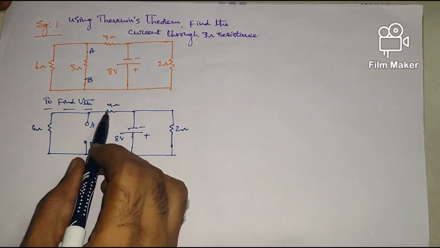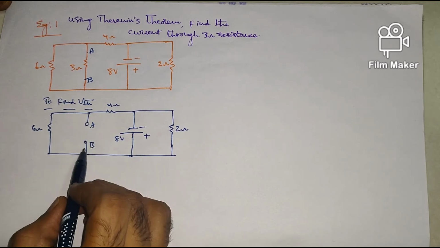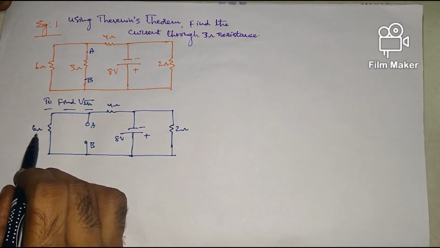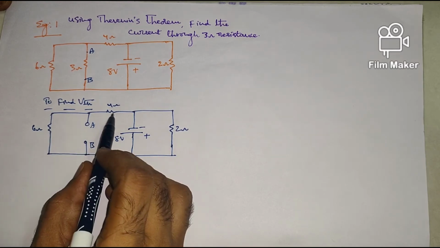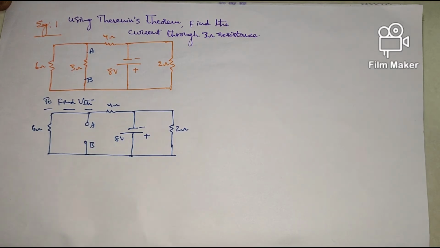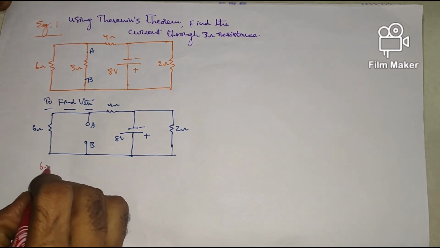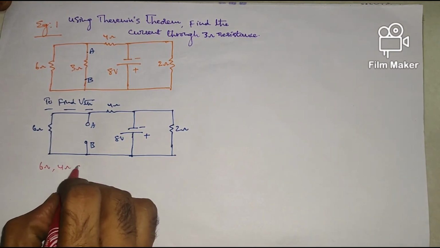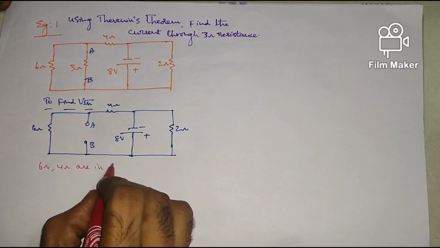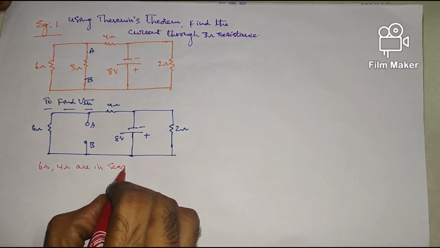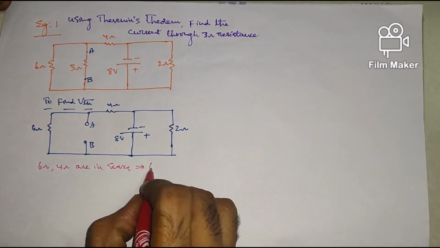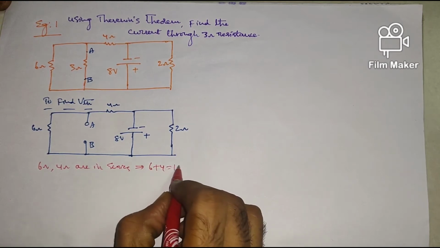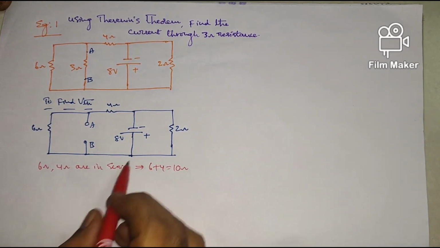Here we have got 6 ohms and 4 ohms in series because, as the terminals AB are open circuited, the 6 ohm resistance and 4 ohm resistance will be in series. So 6 ohms and 4 ohms are in series, and the resultant will be 6 plus 4, that is equal to 10 ohms.